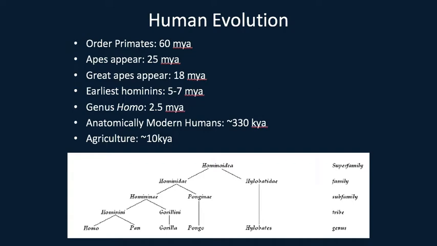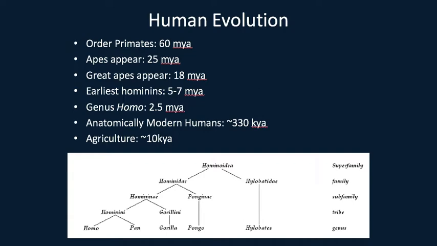Jumping forward to 25 million years ago, we have apes appearing. Great apes appearing then at 18. You should remember the distinction between great apes and just apes generally from a few weeks ago. The earliest hominins appear 5 to 7 million years ago.